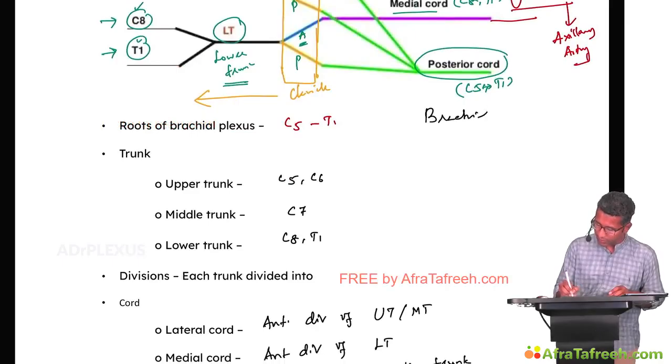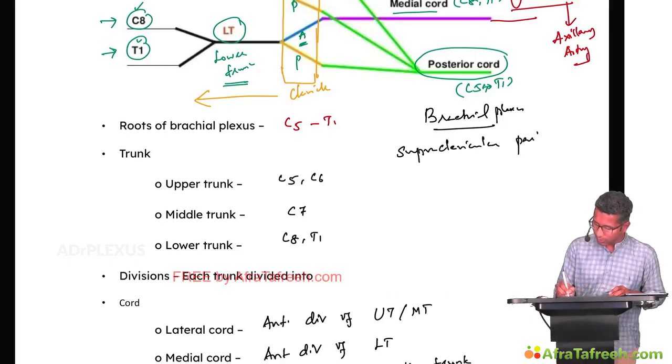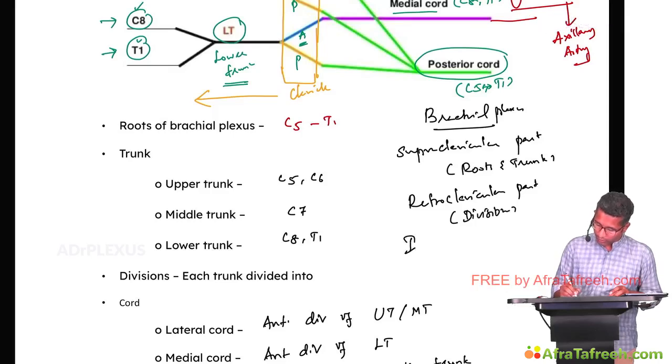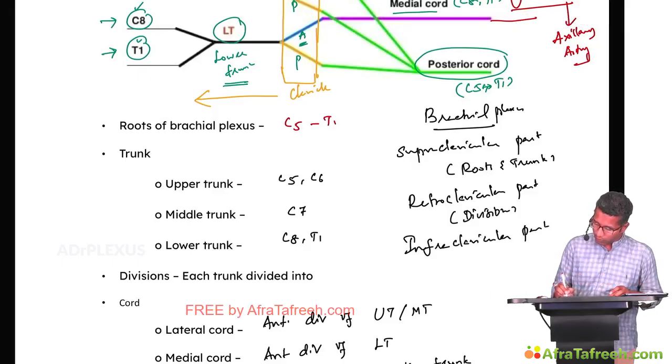So I can also classify the brachial plexus into supraclavicular part, okay. Supraclavicular part includes the roots and the trunks. The retroclavicular part involves the divisions, and the infraclavicular part involves the cords and the branches, okay guys, fine.